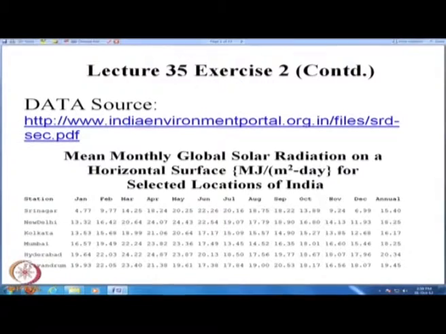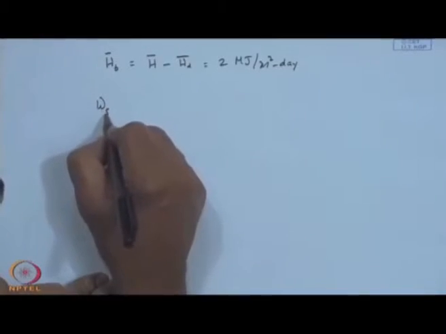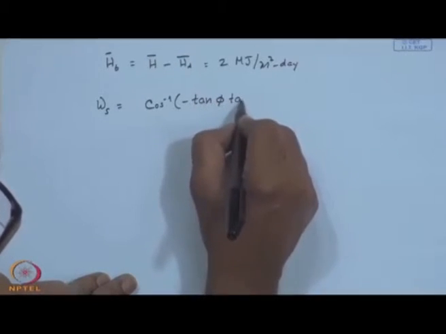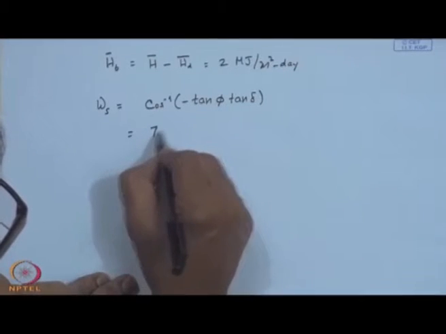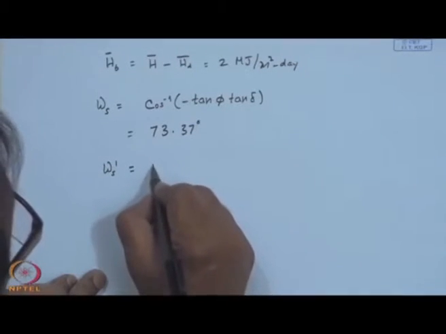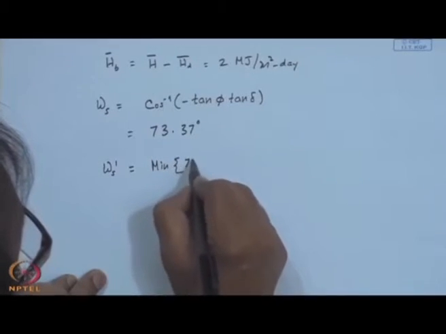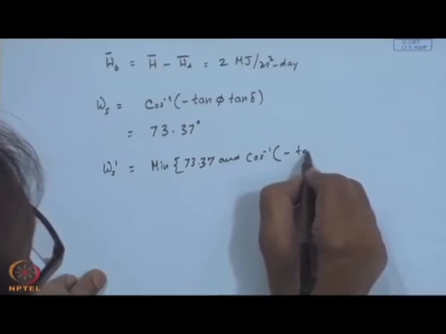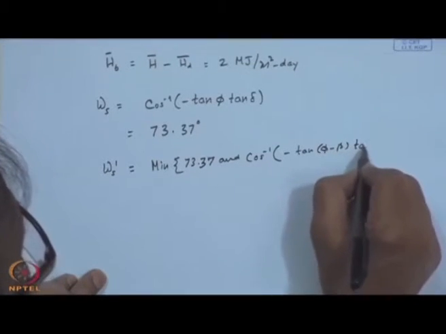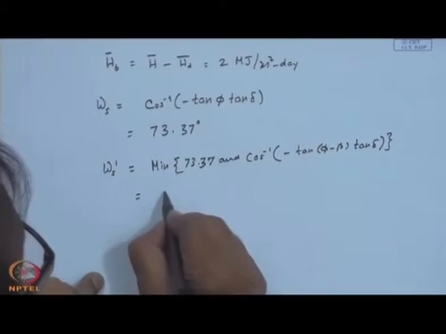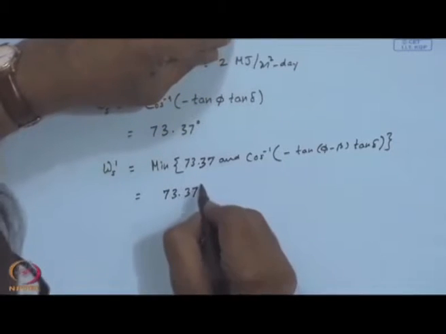So, first our task will be to compute the solar radiation received by the surface, and for that I need the sunset hour angle omega s, which is cos inverse of minus tan phi tan delta, which we calculated as 73.37 degrees, and omega s dashed for the tilted surface is the minimum of 73.37 and cosine inverse of minus tan phi minus beta tan delta. We have the trigonometric argument. When delta is negative, this minimum will turn out to be 73.37 in the northern hemisphere.